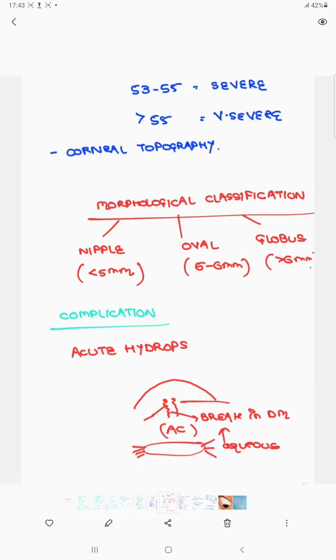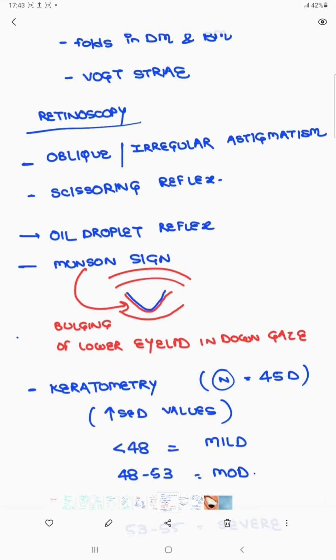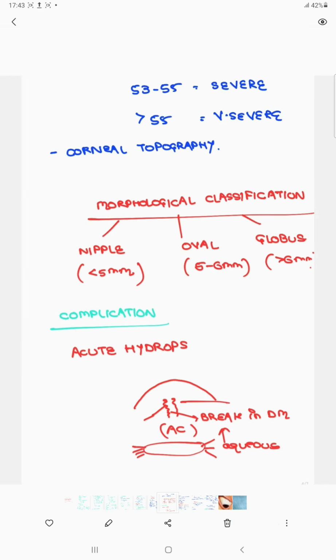And then on keratometry, high values. You can grade keratoconus on the basis of keratometric readings like mild, moderate, severe, very severe: less than 48 diopters, 48 to 53 diopters, 53 to 55, or more than 55 diopters. You can do corneal topography. You can see the thinned out areas of cornea in corneal topography. How will you morphologically classify keratoconus? You will classify it as nipple, oval, globus on the basis of shape of cone.